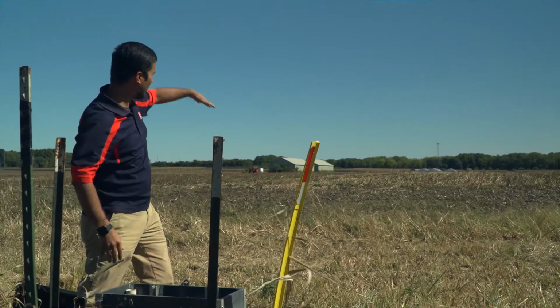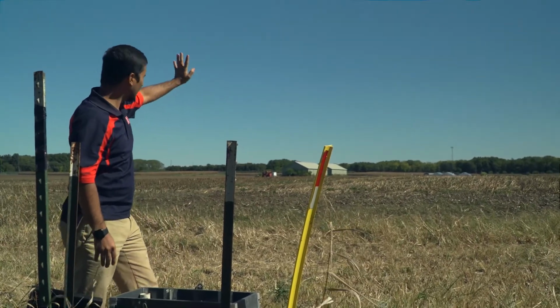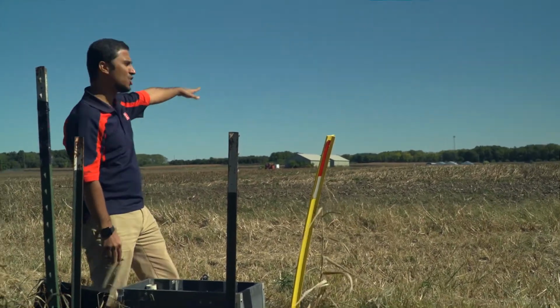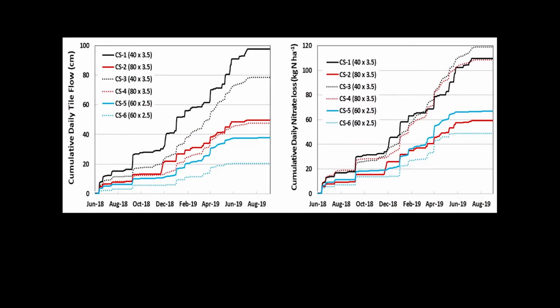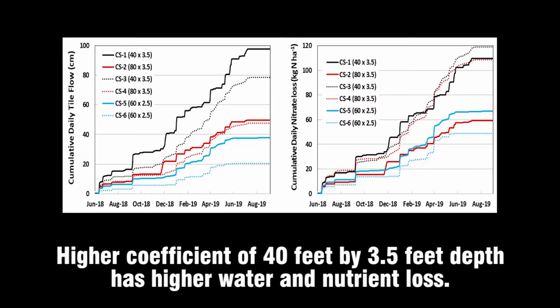And so what we have figured out so far are some interesting findings. One is drainage coefficient. The way you design the tile system, your drainage coefficient does impact your water and nutrient loss. What we have found is that the field with the higher drainage coefficient, your 40 feet and 3.5 feet depth field, has higher water and nutrient loss compared to the other 2 fields.